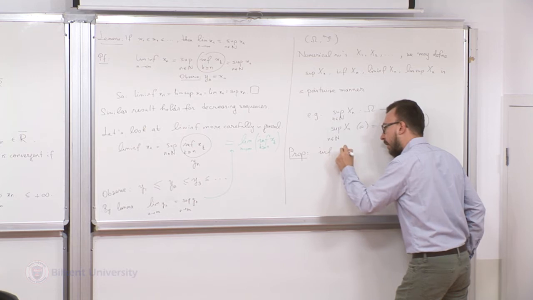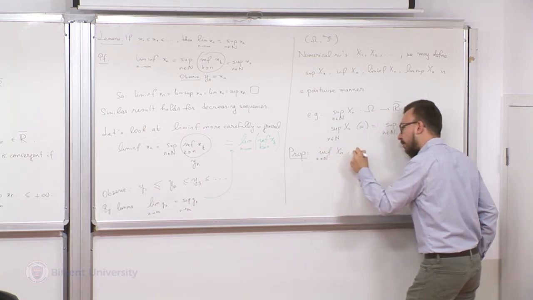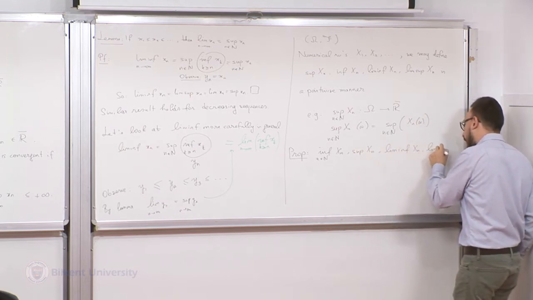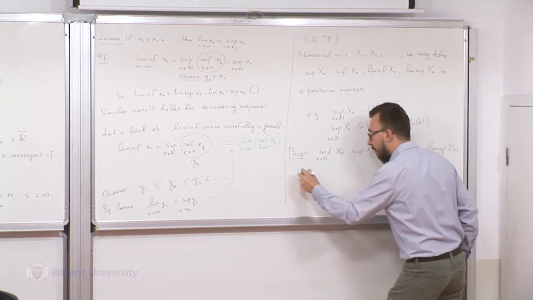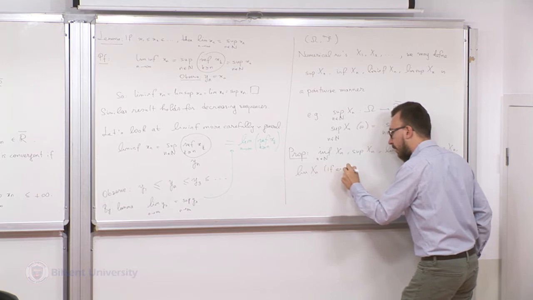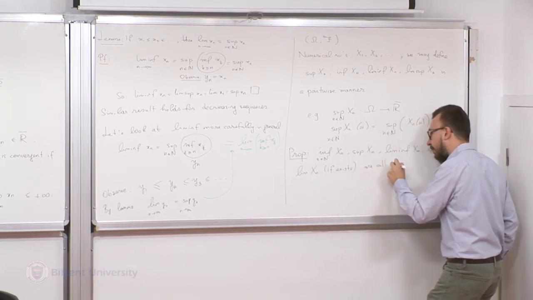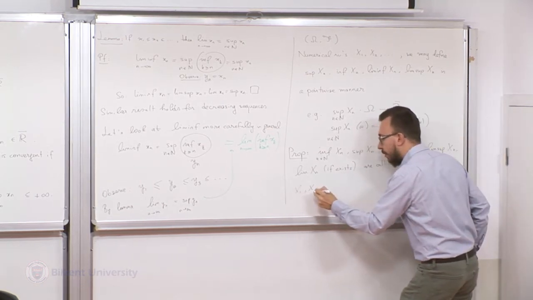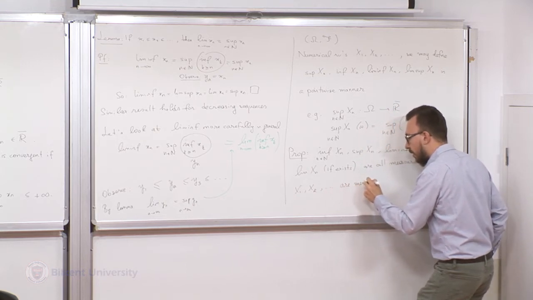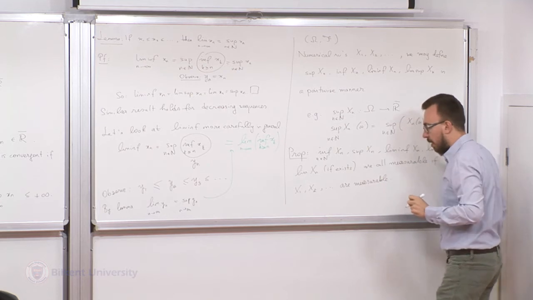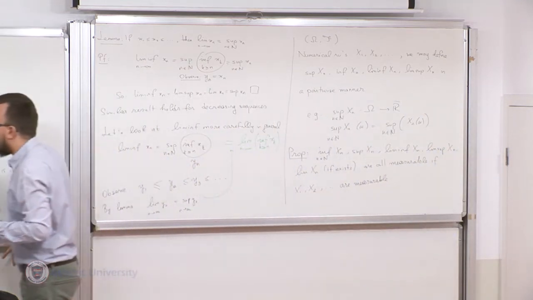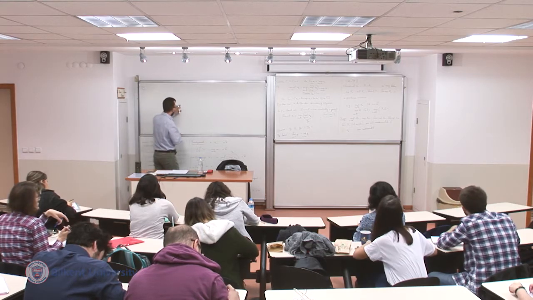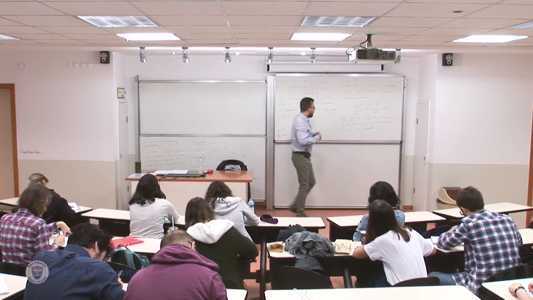So inf xn, sup xn, lim_inf, lim_sup, and of course lim, if it exists, are all measurable if x1, x2, and so on are measurable. Okay, so what do we need to show? We show that each of them is measurable.